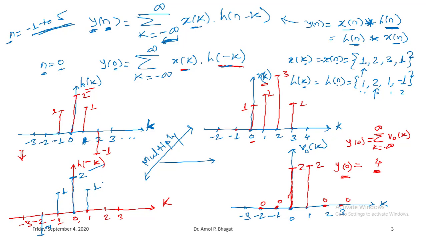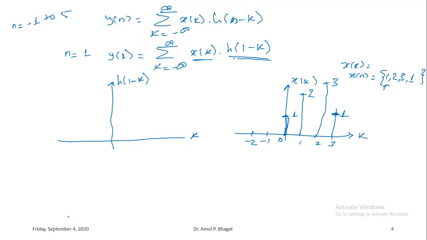Okay, so that means the sample present at 1 will go to 2, the sample present at 0 will be at 1, the sample at minus 1 will be at 0, and the sample at minus 2 will be at minus 1. Okay, so likewise we will be drawing this h of 1 minus k, right? So 0, 1, 2, 3, similarly minus 1, minus 2.